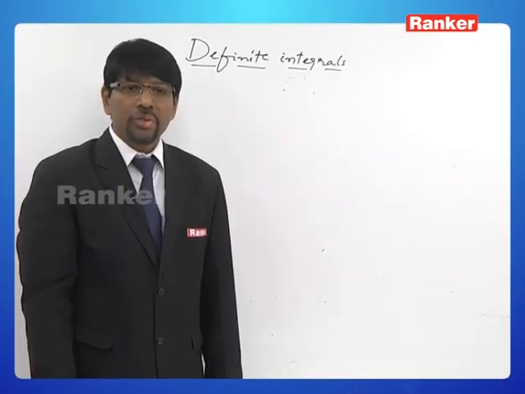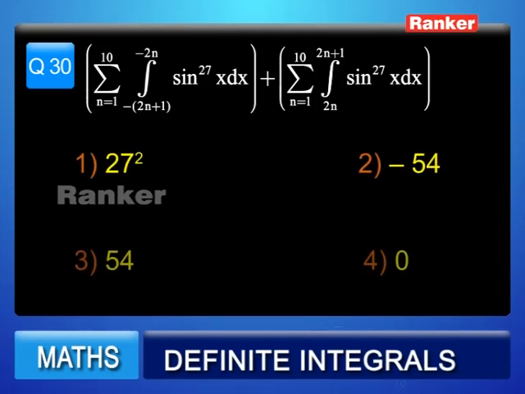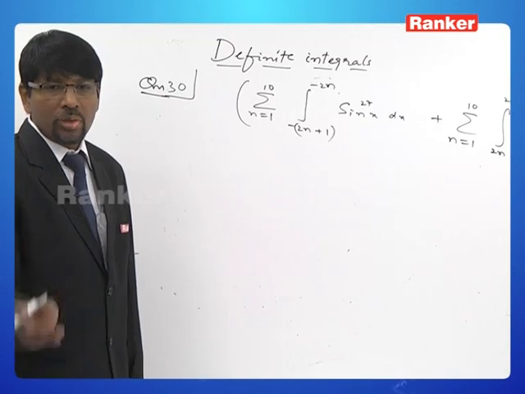Let us move to the next question, question number 30. Sigma n ranging from 1 to 10 of the integral from minus 2n plus 1 to minus 2n of sin x raised to the power 27 dx plus summation n ranging from 1 to 10 of integral 2n to 2n plus 1 of sin x raised to the power 27. Options are 27 squared, second option minus 54, third option 54, and fourth option 0. So, 0 is one of the options.